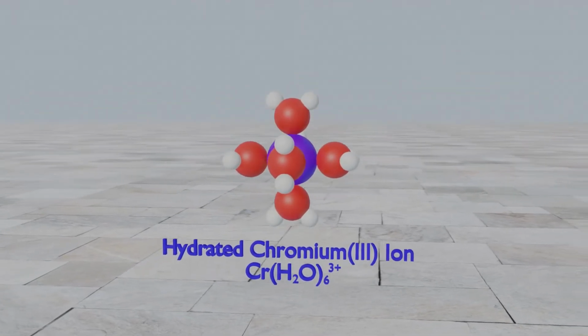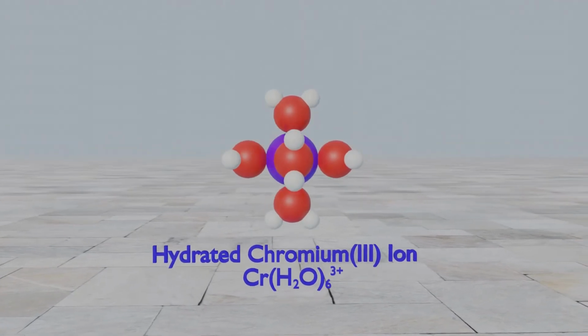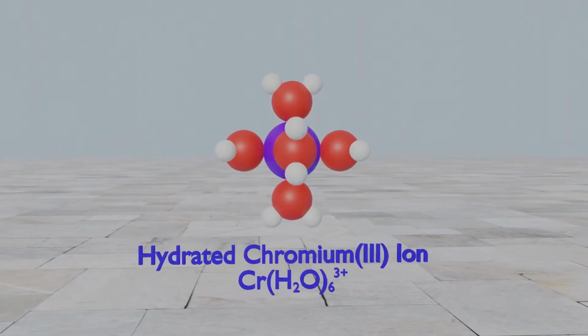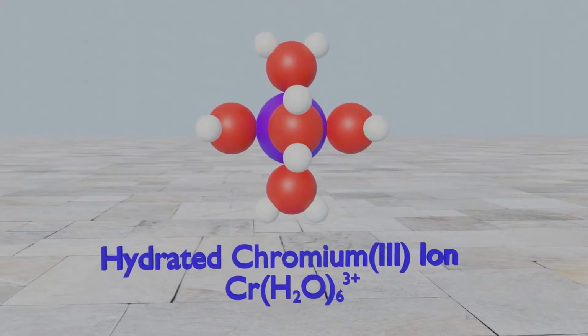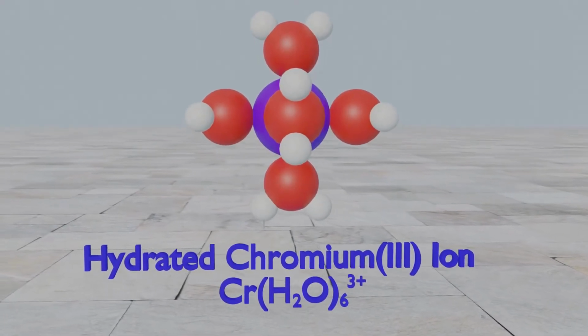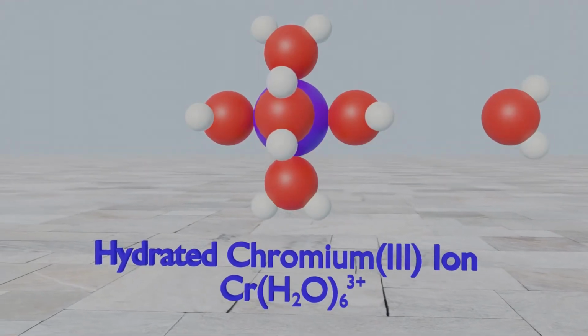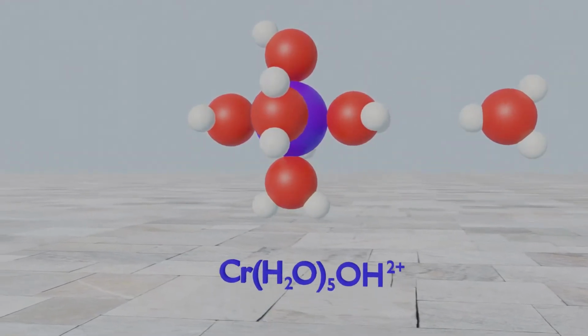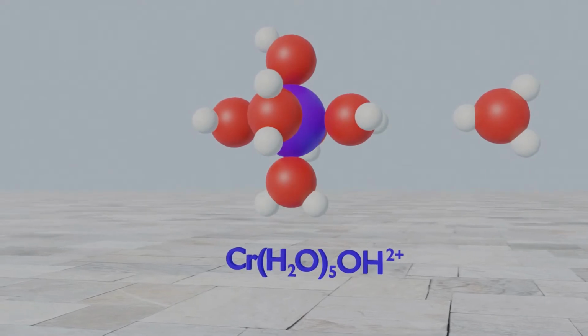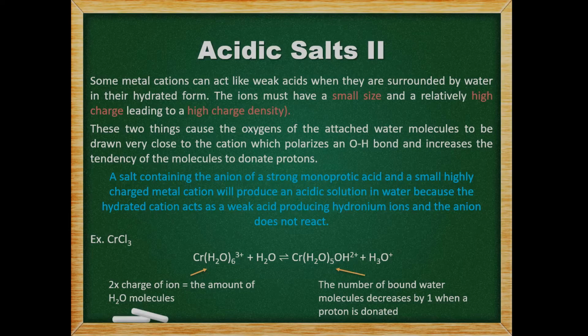Some metal cations can act as weak acids when they are surrounded by water in their hydrated form. The ions must have a small size and relatively large charge, leading to a high charge density. This causes the oxygens of the attached water molecules to be drawn very close to the cation, which polarizes an OH bond. This increases the tendency of the molecules to donate protons. In our example, we can see how the chloride ion will not react, while the chromium-3 ion will create a hydration shell. This allows it to act as a weak acid.